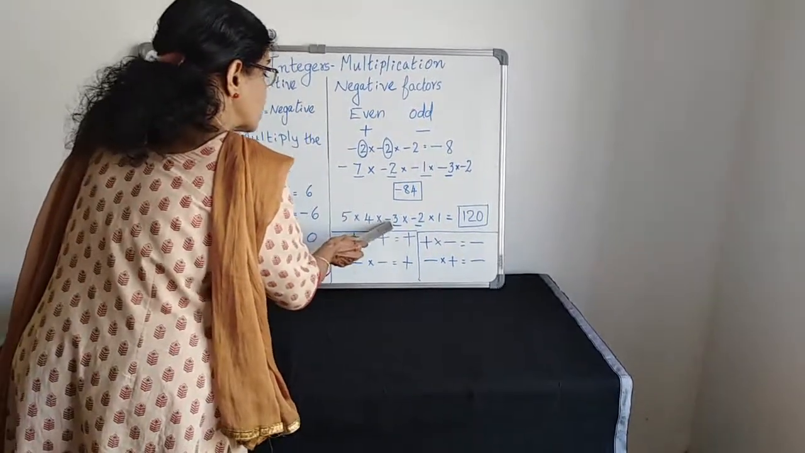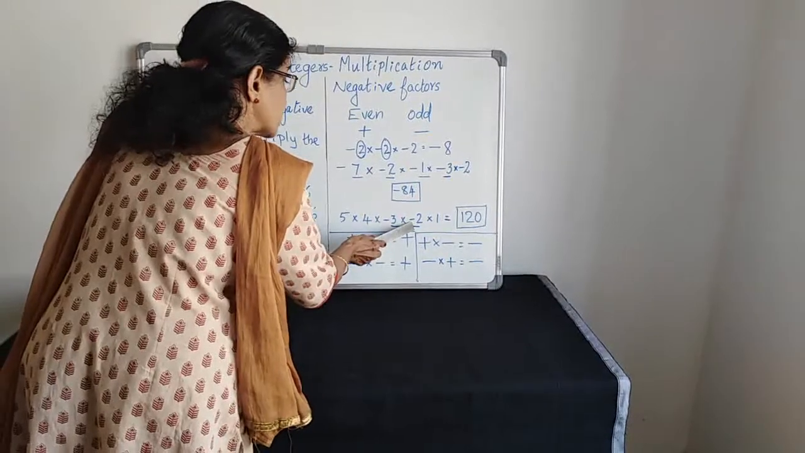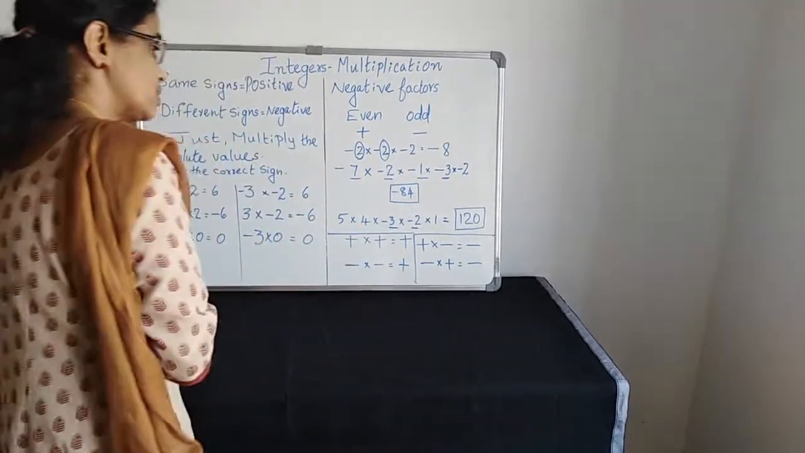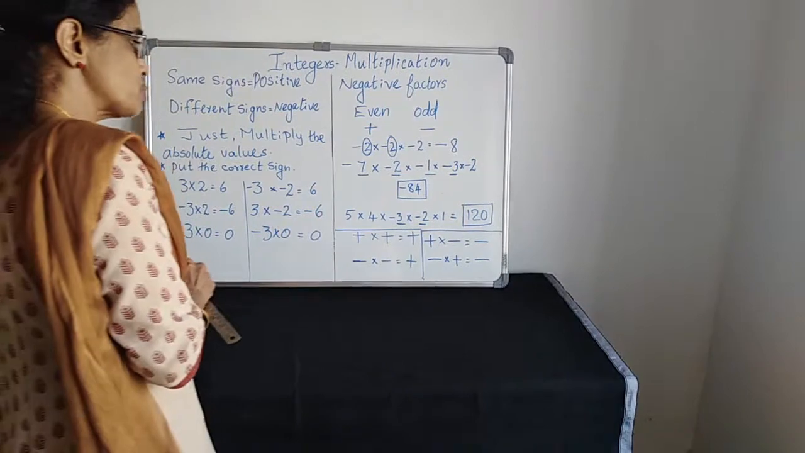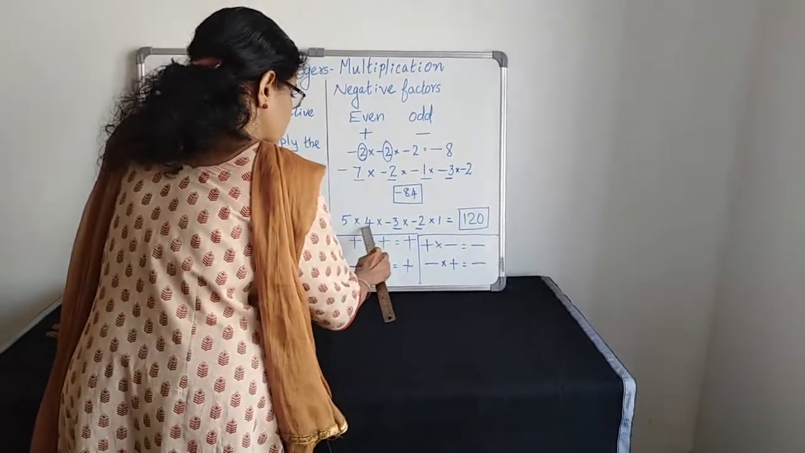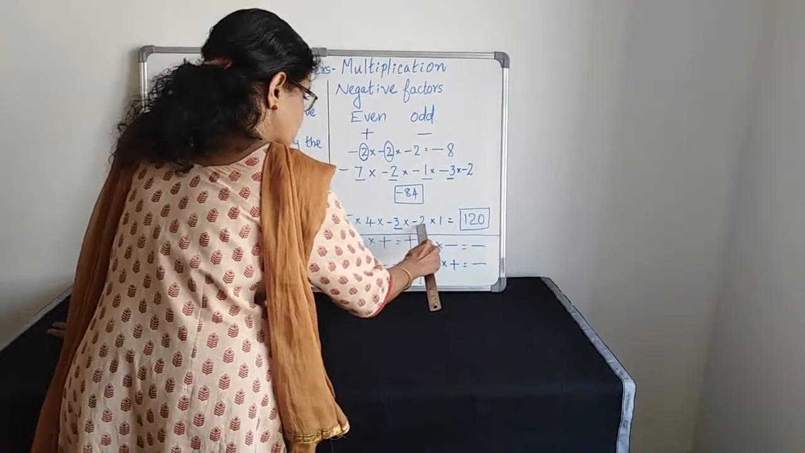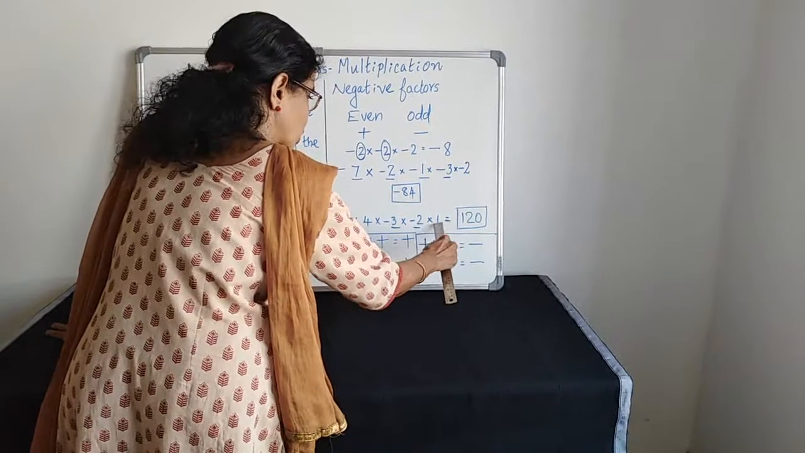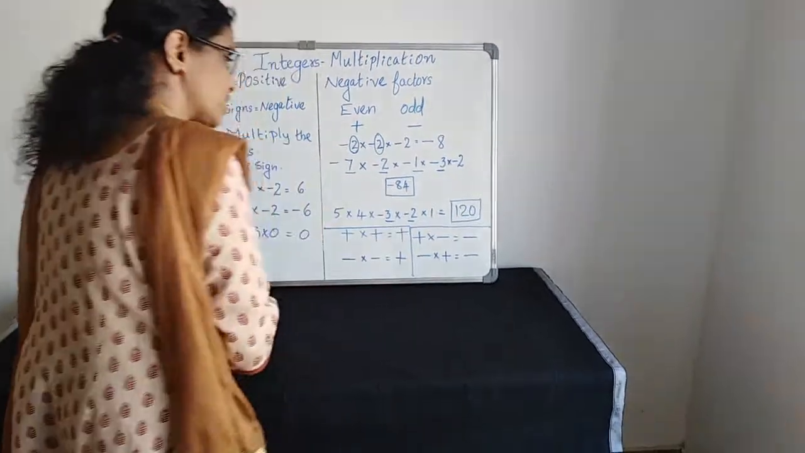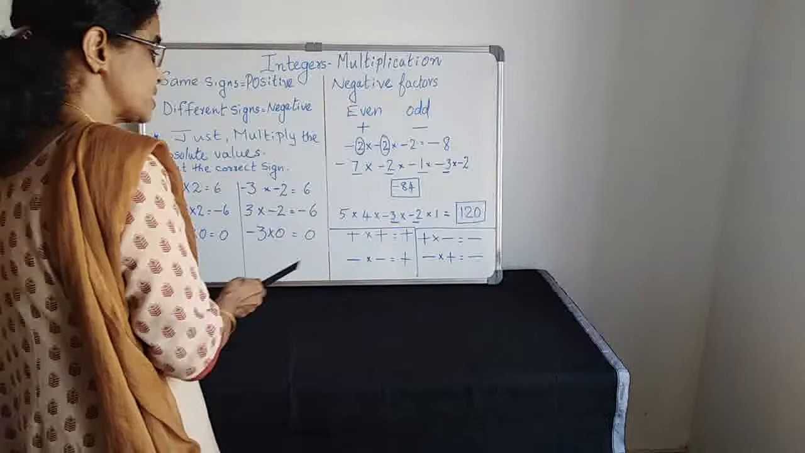Again, the next question. 5 into 4 into minus 3 into minus 2 into 1. First, you take the absolute values, multiply. 5 into 4, 20. 20 into 3, 60. 60 into 2, 120. 120 into 1, 120. Just write the answer. Now, we are going to consider the sign.